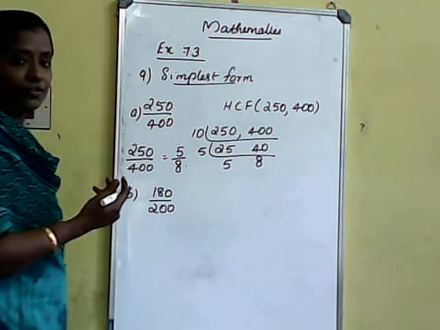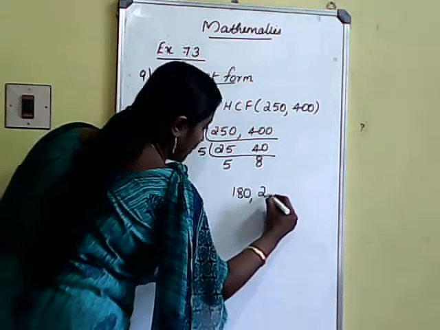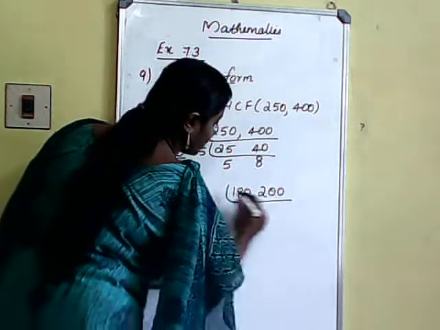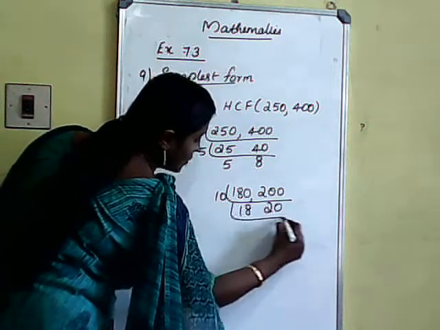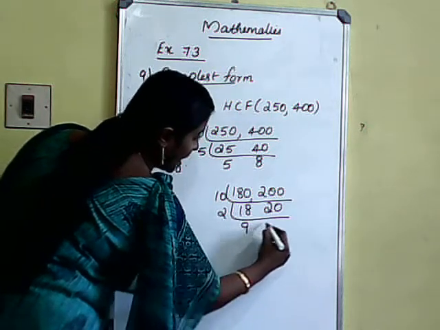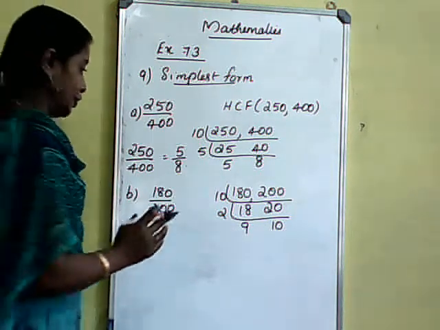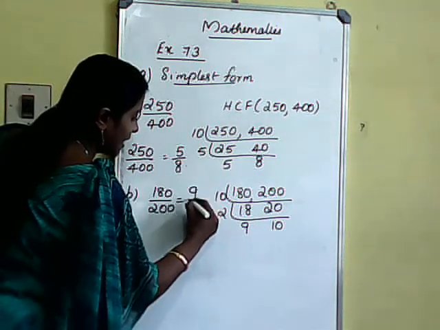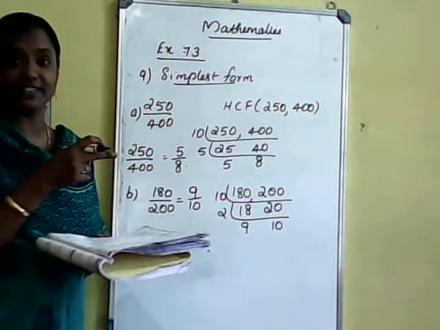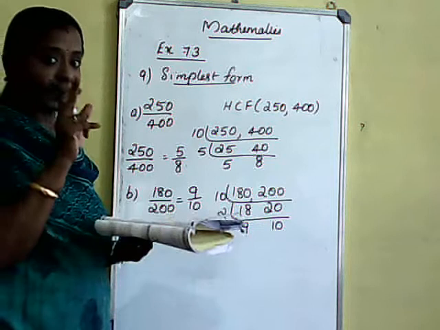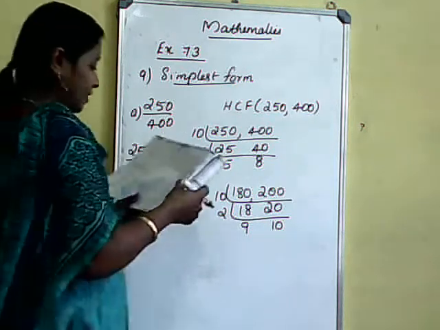B question, 180 by 200. What is the simplest form of 180 by 200? Yes, finding HCF. 10, 18, 20. Again, which number is common? 2, 9, 10. Any number common between 9 and 10? No. So what is it? 9 by 10. So 9 by 10 is there in match the following. Look at this in your textbook. These are the ninth question.